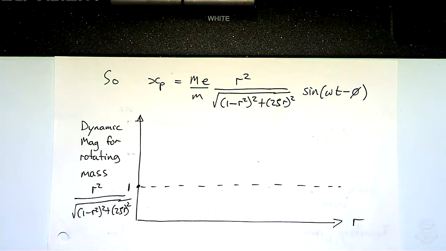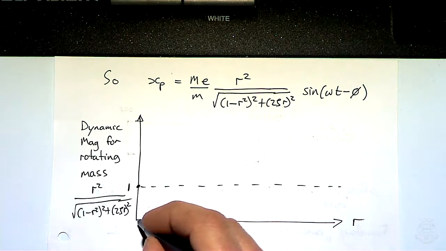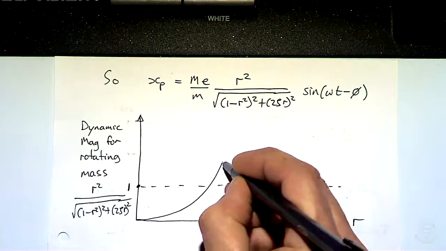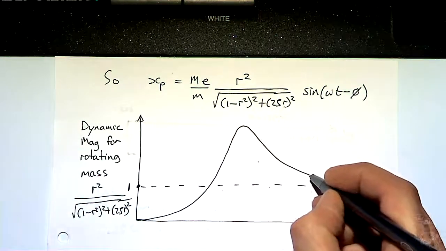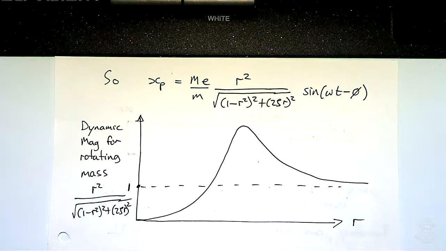So if we put on there the point 1, what we see is that this function, because it's got r squared on the top of it, when r is 0, the whole thing's 0. That's a bit different from what we've seen before. In fact, this function starts at 0, it goes up, and then starts to become asymptotic towards 1 as it gets larger and larger.